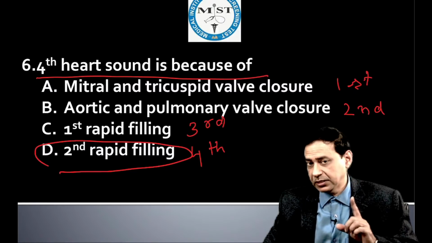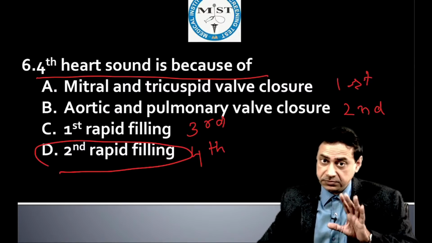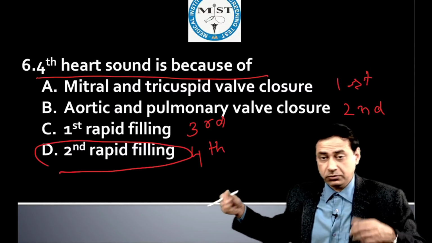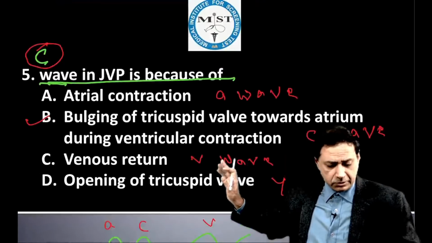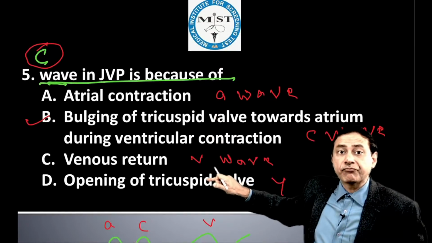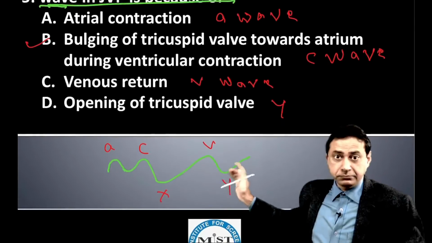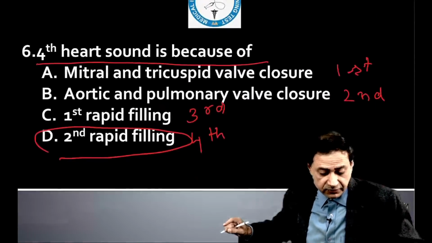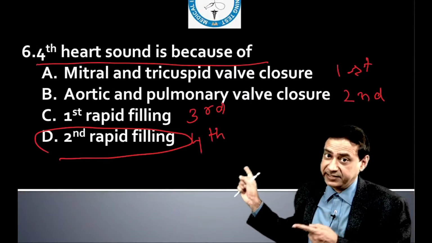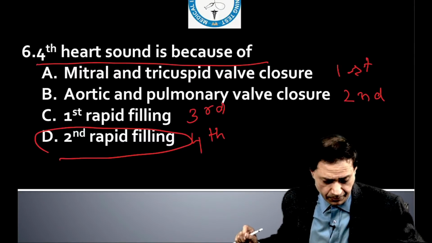Okay, JVP, heart sound. In the cardiovascular system, just mug it up. Even if you don't remember or don't understand, just mug it up. The cause of the waves in JVP, 5 waves, their cause. And similarly, 4 sounds and their cause. Is that okay?